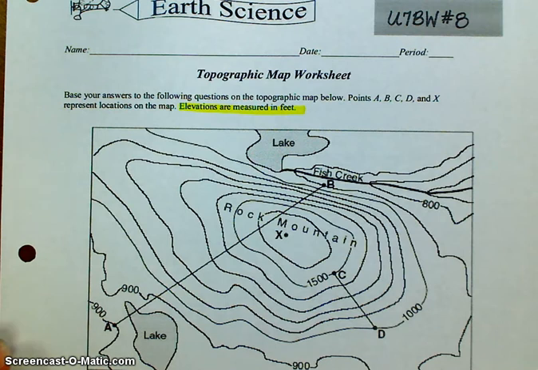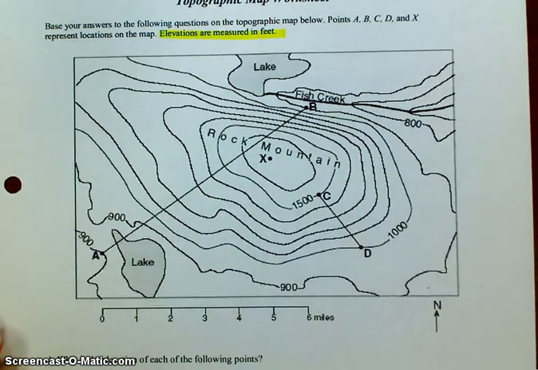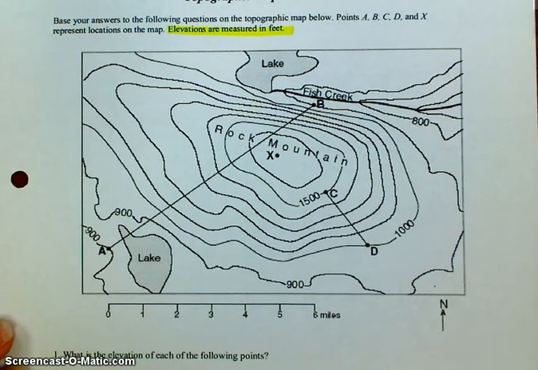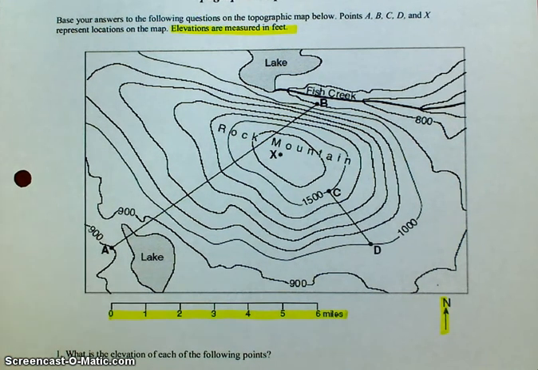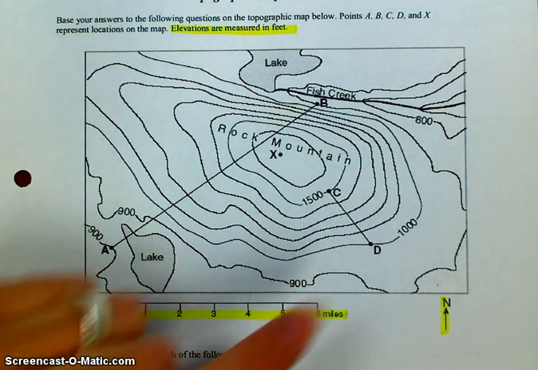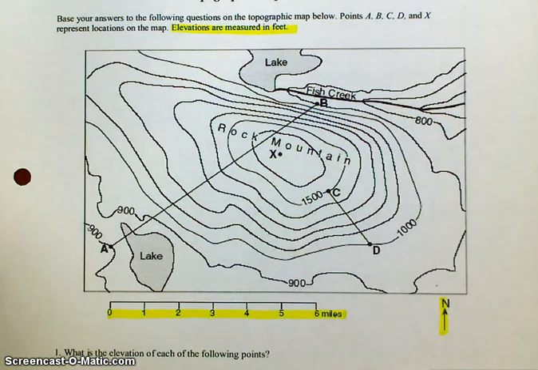All right, so let's take a look at what we've got. We have our map. Notice that we have a horizontal distance scale down here, given in miles. We have a compass needle that shows our direction. And then we have several contour lines, some of which are marked, some of them are not.